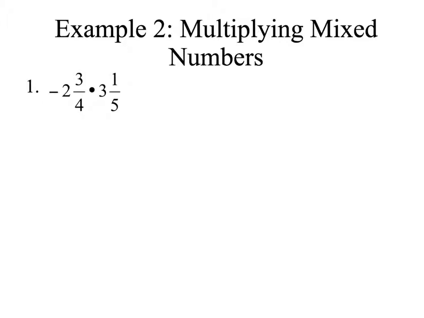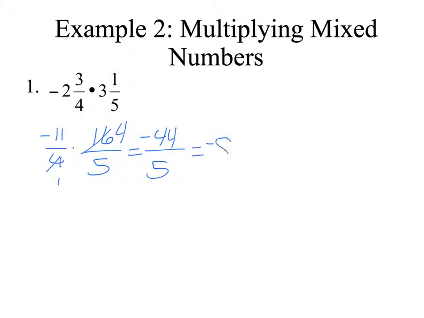Multiplying with mixed numbers. Just like before, I make everything improper. So 4 times 2 is 8, plus 3 is negative 11 over 4, times 16 over 5. That's a 4, that's a 1 when I cross cancel. That's negative 44 over 5. And again, use the long division to change it back over. That's going to be negative 8 and 4/5.